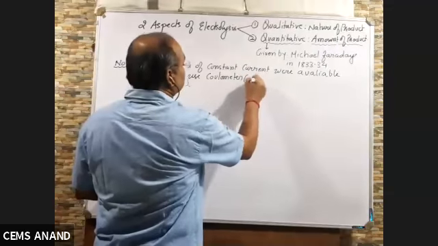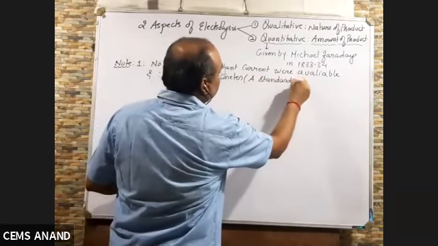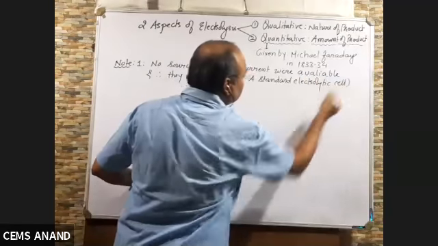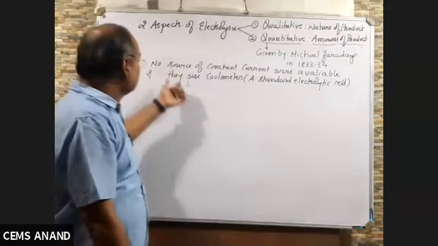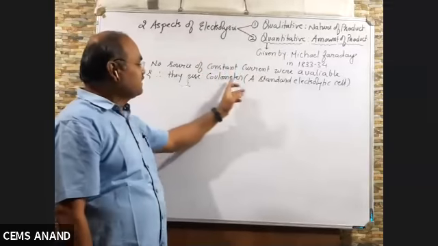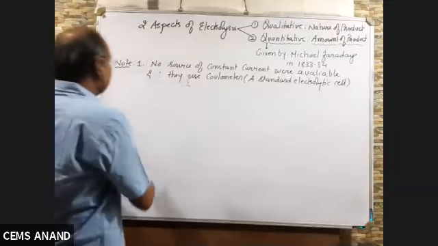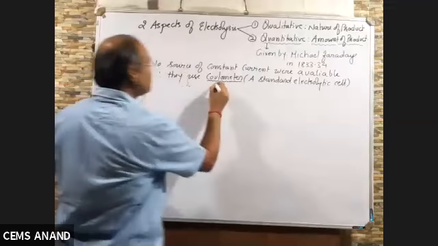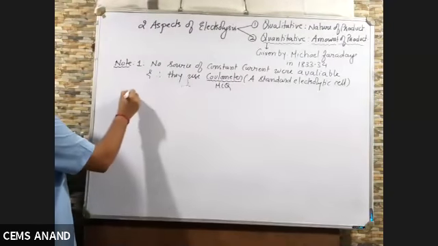And what is coulometer? A standard electrolytic cell. At the time of Michael Faraday, in the year 1833 to 34, there were no sources of constant current available, and that's why they use coulometer. A coulometer is nothing but a standard electrolytic cell, right? So this is one of the notes. They can ask you an MCQ from this. Clear?